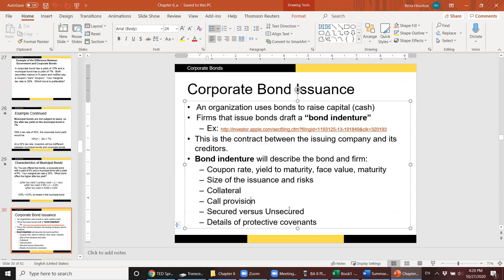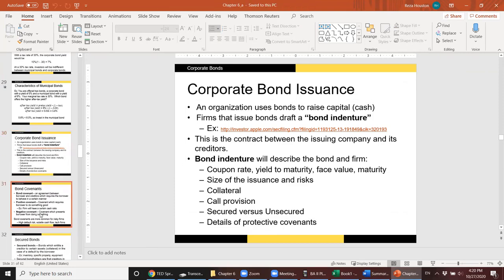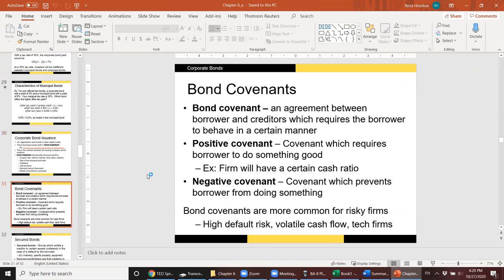Along with that are going to be what we call protective covenants, or just covenants for short. And covenants are essentially stipulations in the bond agreement itself that say what the issuer is prevented from doing or required to do. So one of the most common bond covenants would be the fact that the issuer would not be allowed to issue dividends while that bond is outstanding.